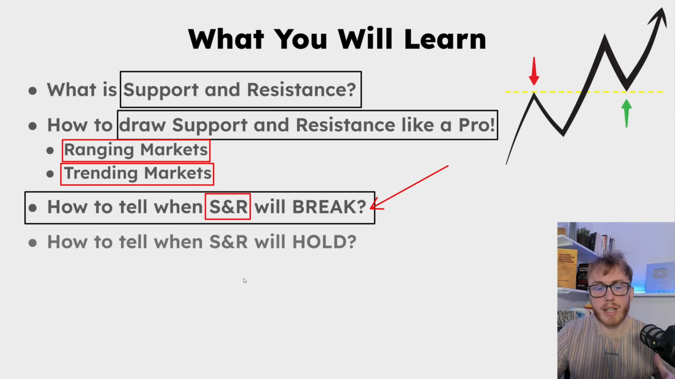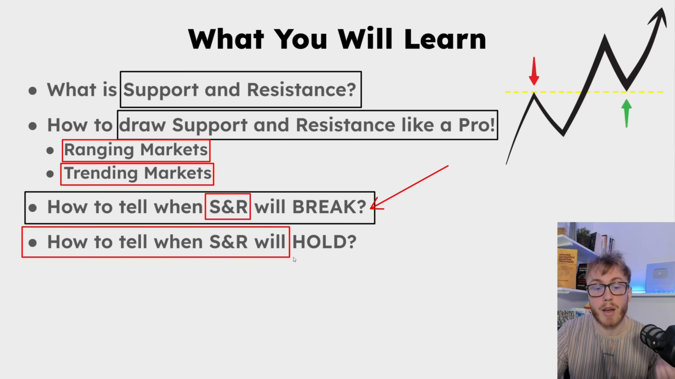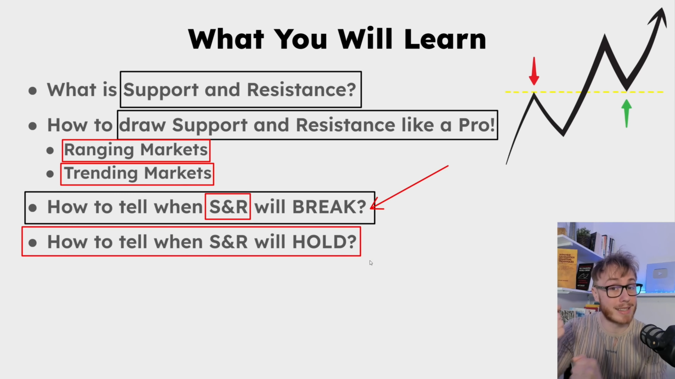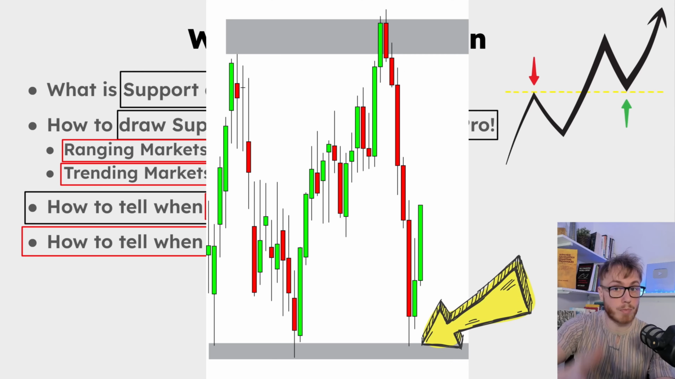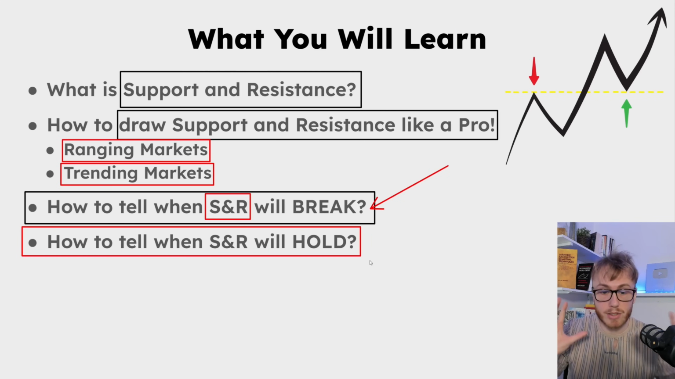And after we have learned about some signs that tell us when support and resistance will break, we of course also have to learn about some signs to tell when support and resistance will instead hold. Another common trading strategy is of course to, for example, buy at a support level, expecting the level to bounce. So it's super important to know about these signs.